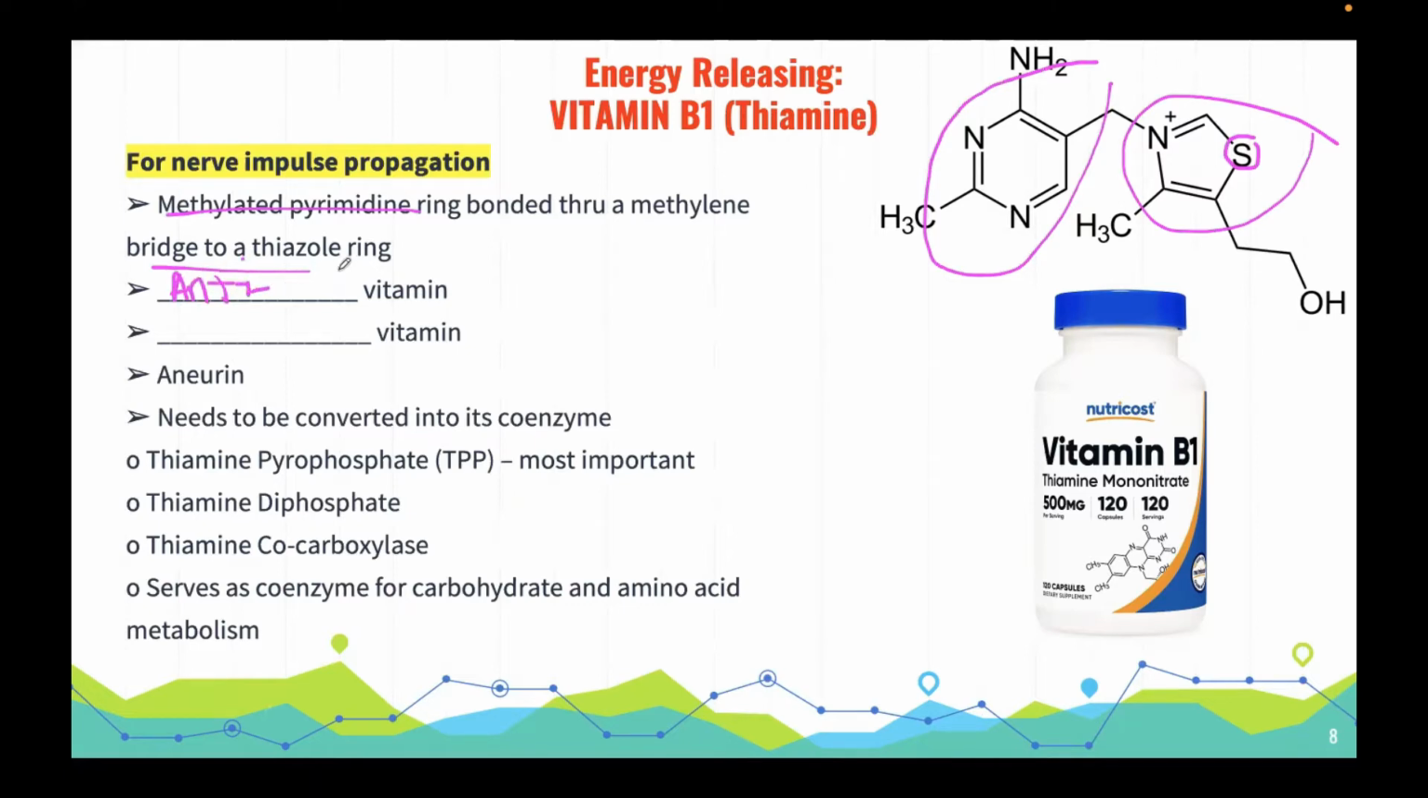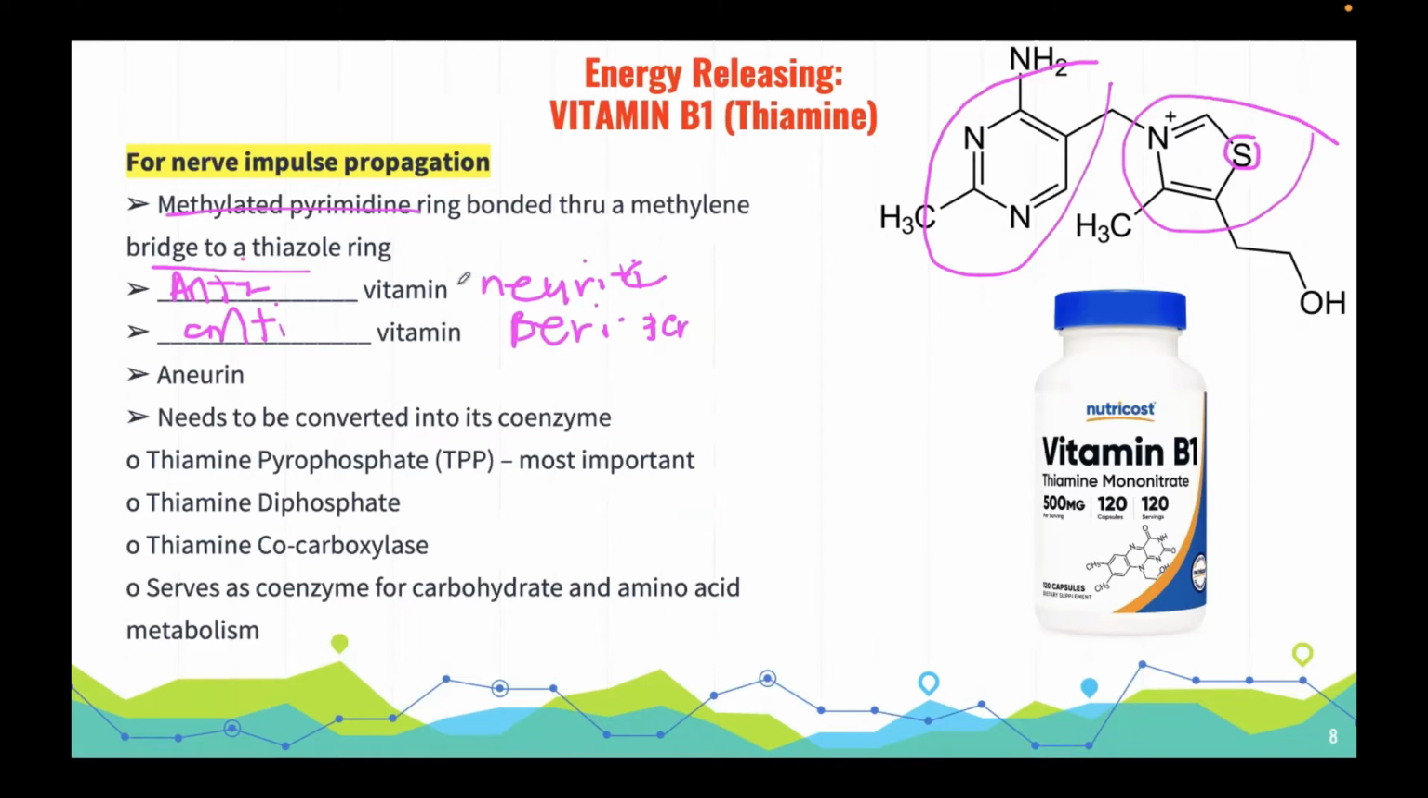How do you spell neuritic? N-E-U. Sorry for the handwriting. Neuritic vitamin. Next, your vitamin B1 or your thiamine can also be called the anti-beriberi vitamin. How do you spell beriberi? B-E-R-I, B-E-R-I. So remember, vitamin B1 is mainly for nerve impulse propagation.